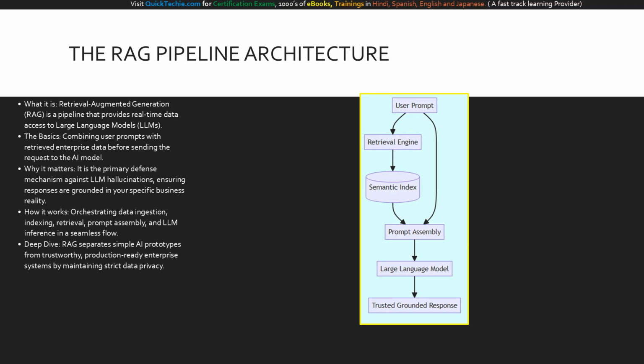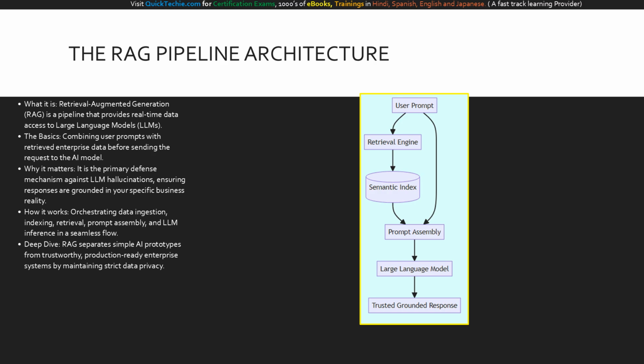Building directly on semantic indexing, we must discuss the overarching architecture that puts it all together, the Retrieval Augmented Generation, or RAG, pipeline. A RAG pipeline is the essential architecture that separates simple, unreliable AI prototypes from trustworthy, production-ready enterprise systems. What exactly does it do? It performs all the complex steps required to make real-time, governed data available to a large language model without ever exposing the underlying database directly to the model's training set.